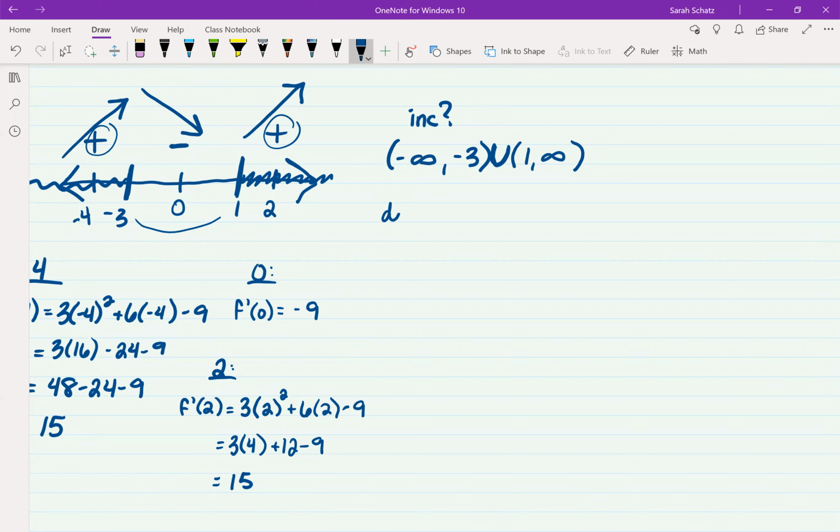But we do have a decreasing interval, so it asks for that. It's just going to be this area in between. So we have one decreasing interval. It starts at -3 and it goes until 1.